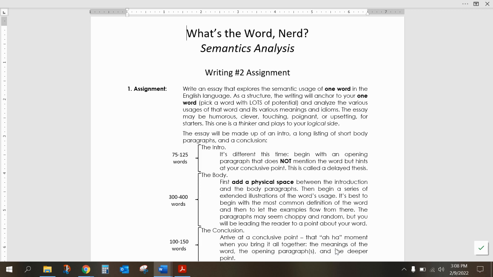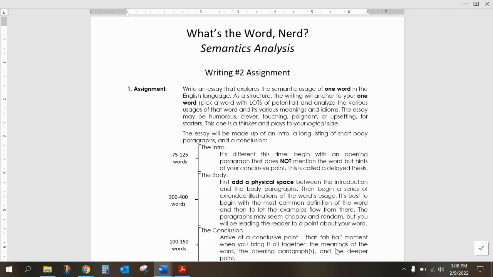And it's different this time. We're going to begin with an opening paragraph that doesn't mention your word at all. So you cannot use your word in the opening of your paper at all. We call this a delayed thesis. In your introduction, you're hinting at your conclusive point, but you never come out and say it. So you've delayed the thesis a little bit.